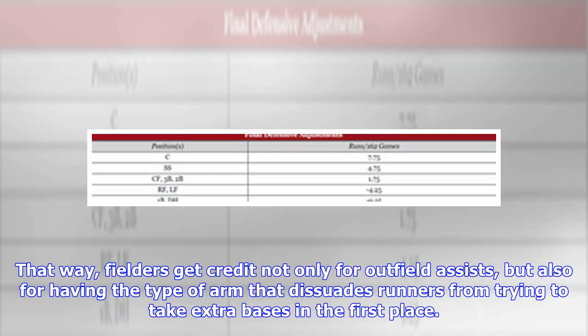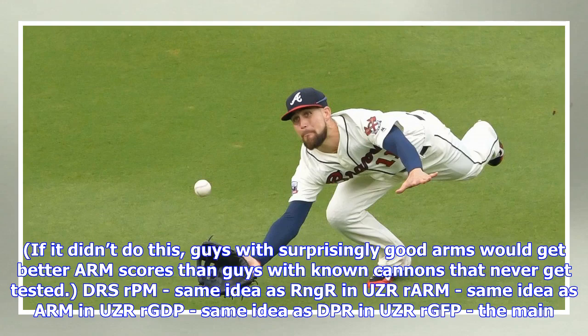That way, fielders get credit, not only for outfield assists but also for having the type of arm that dissuades runners from trying to take extra bases in the first place. If it didn't do this, guys with surprisingly good arms would get better arm scores than guys with known cannons that never get tested. DRS RPM, same idea as RNGR and UZR; DRS ARM, same idea as ARM and UZR; DRS GDP, same idea as DPR and UZR GFP.